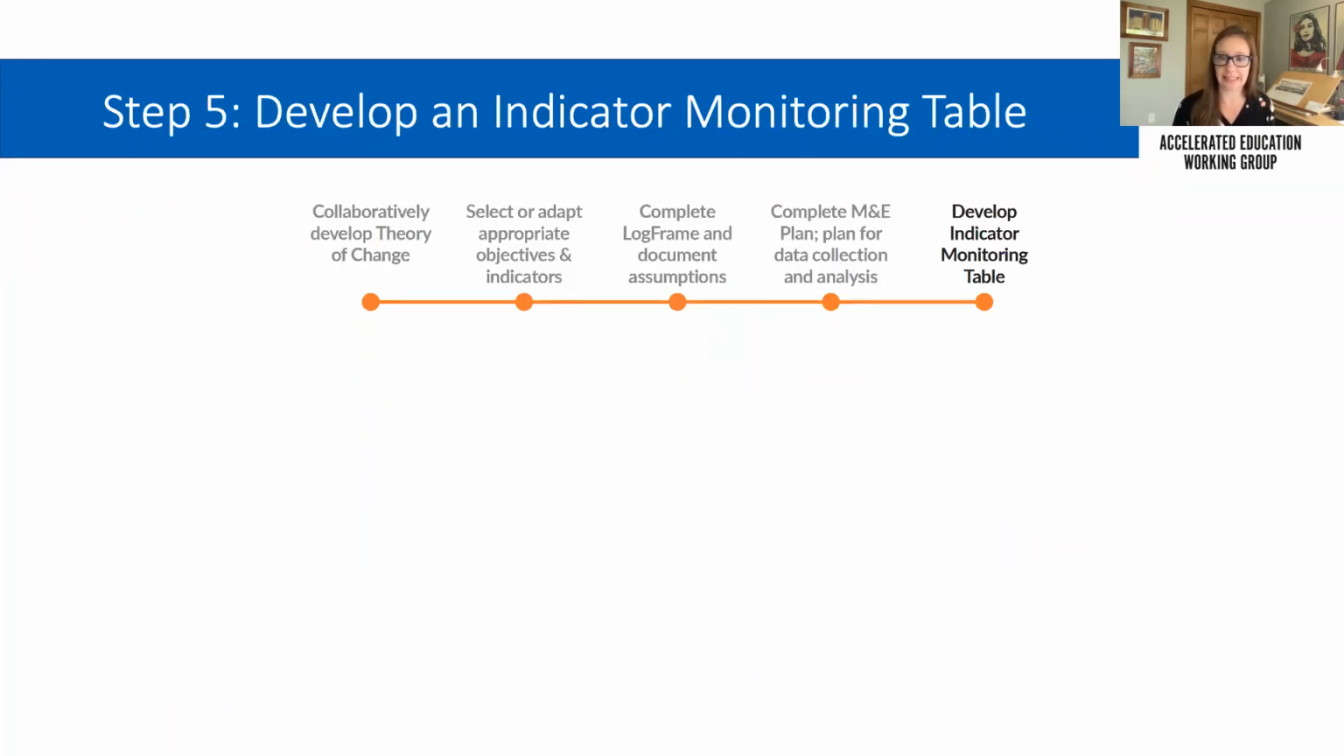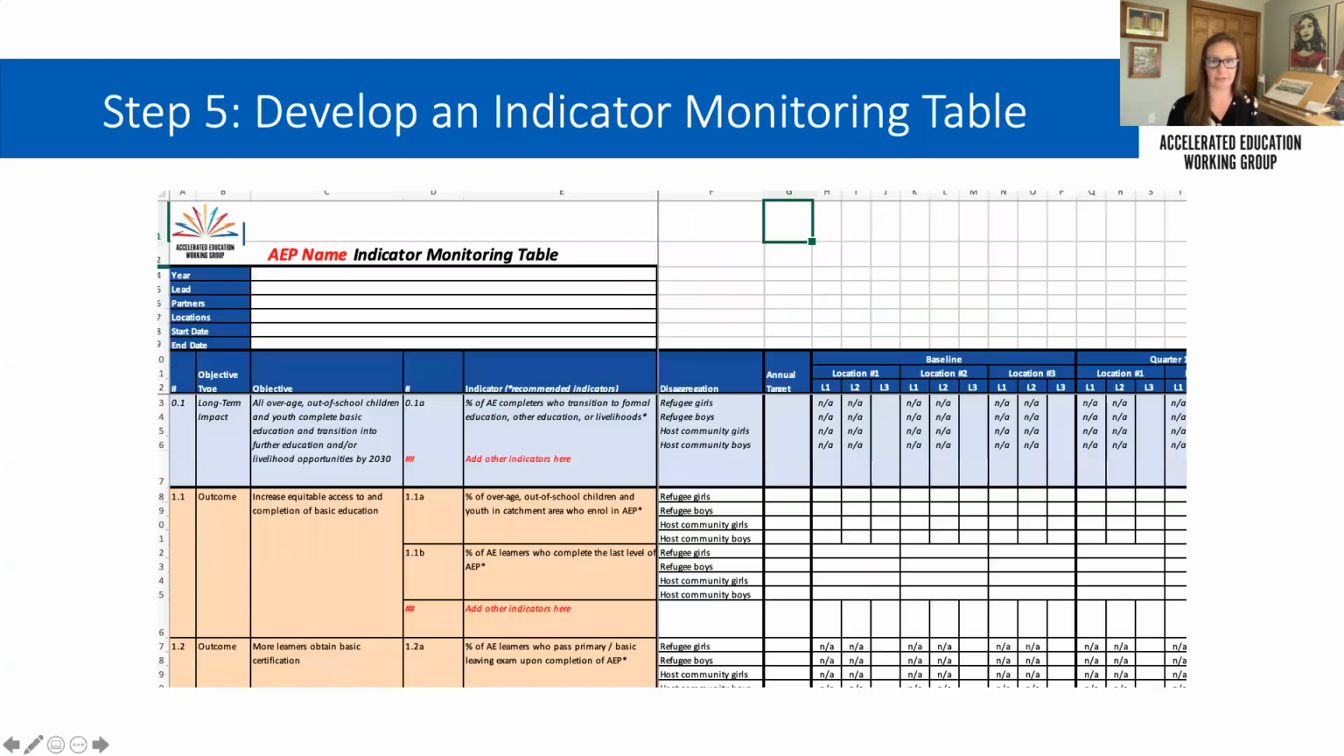And then lastly, the final step and tool is the indicator monitoring table. And this provides an example of what the table might look like. And really it's a matrix which brings together all of the data from your monitoring efforts into one place and helps to compile data against your objectives, stores it, and provides you a place where you're storing the data which you're going to conduct the analysis from.